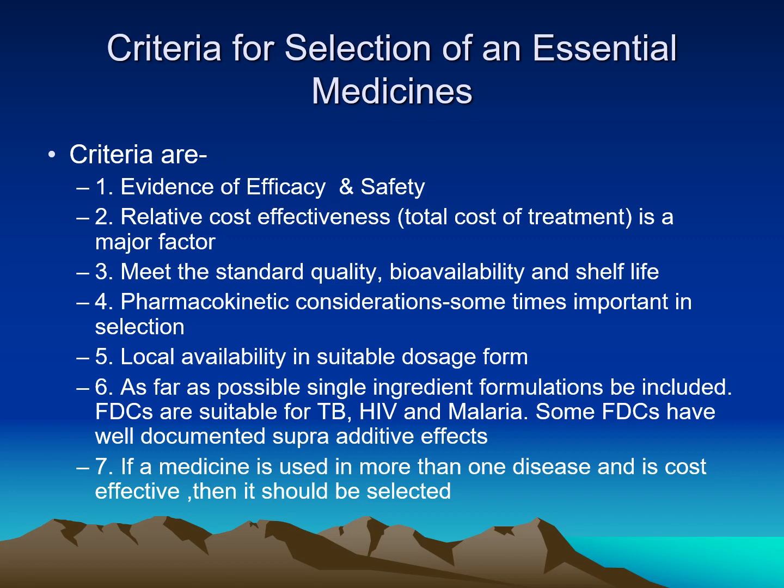Local availability in a suitable dosage form is also an important criterion, and as far as possible, single ingredient drugs are used. Fixed dose combinations should be avoided which are not actually approved or which are not rational. But there are certain fixed dose combinations for communicable diseases such as tuberculosis, HIV and malaria, and they are approved fixed dose combinations. They can be used.